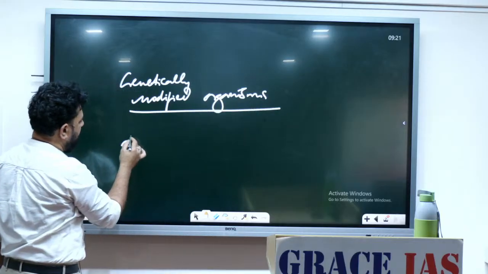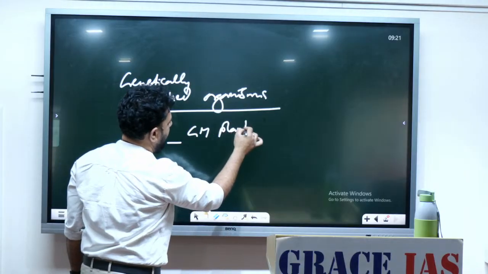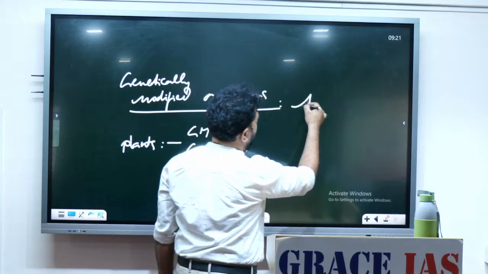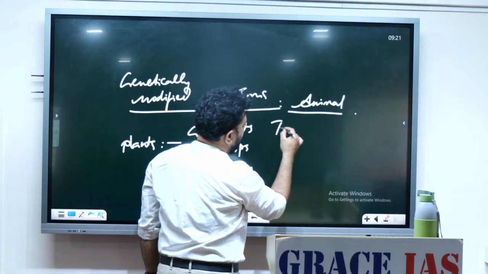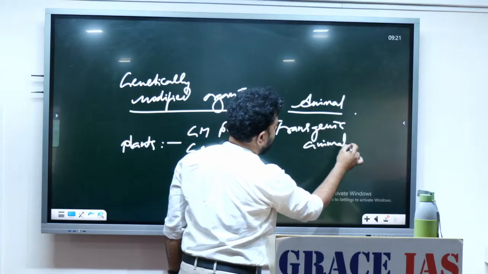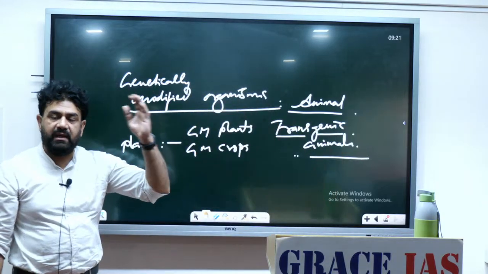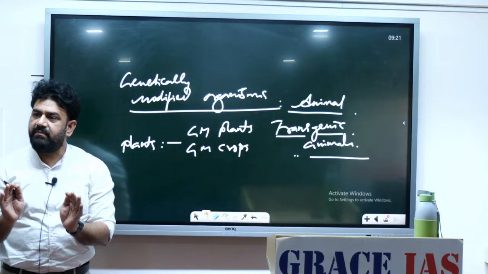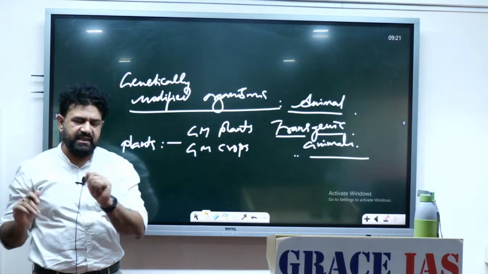So, please remember, if plants are modified, they are called GM plants or GM crops, and if animals are modified, or animal genetic material is modified, they are called transgenic animals. So, animals with transferred genetic material are transgenic animals, and in the case of plants they are simply called GM plants or GM crops. We just use these terminologies to be specific, that is all, nothing else.